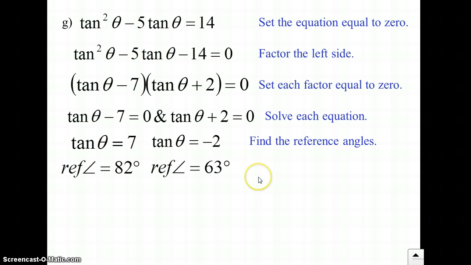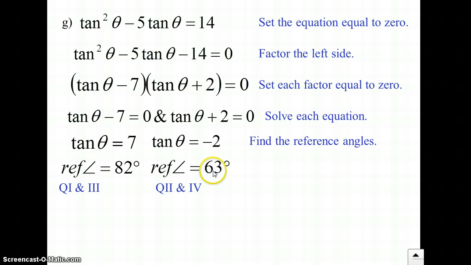And from here, I ask myself, where is the tangent ratio positive? This ratio is positive, so tangent's positive in quadrants 1 and 3. Over here, I ask myself, where is the tangent ratio negative? Well, over here, the tangent ratio is negative in quadrants 2 and 4. Now I want to draw these angles in standard position. So an 82 degree reference angle in standard position in quadrant 1 will give me 82 degrees. And an 82 degree reference angle in quadrant 3 has an angle in standard position of 262 degrees.